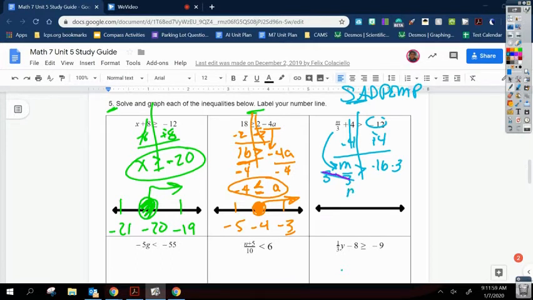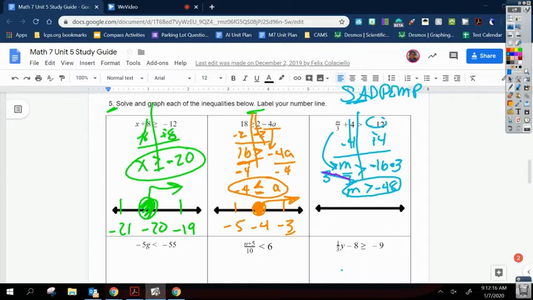I get m. On this side, it's negative 48. And the symbol does not flip. Circle your answer. It does not flip because I multiplied by a positive. I know there's a negative already there, but since I multiplied by a positive, it doesn't flip.